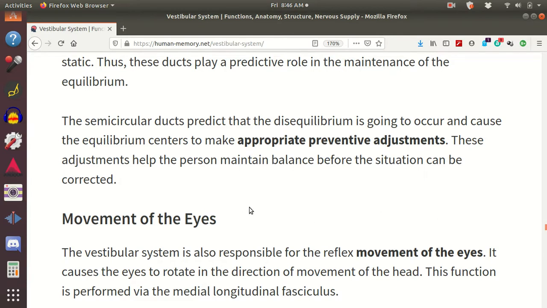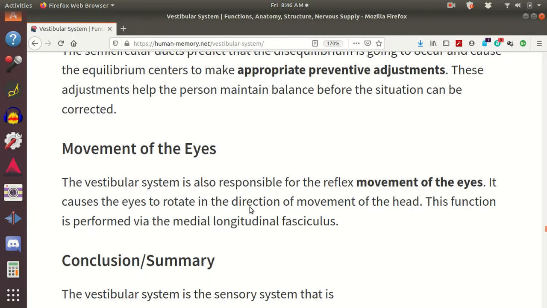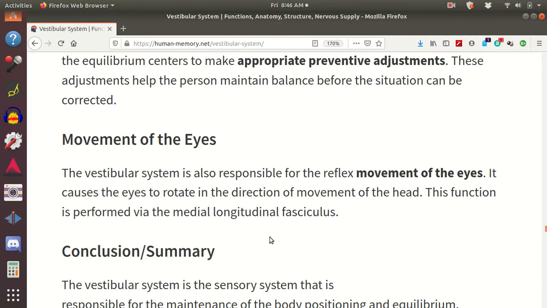Movement of the eyes. The vestibular system is also responsible for the reflex movement of the eyes. It causes the eyes to rotate in the direction opposite to the movement of the head. This function is performed via the medial longitudinal fasciculus.